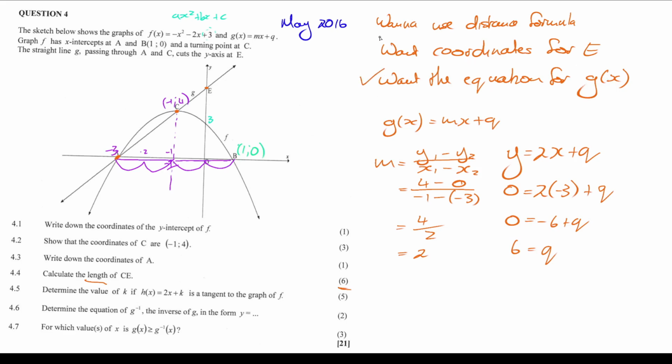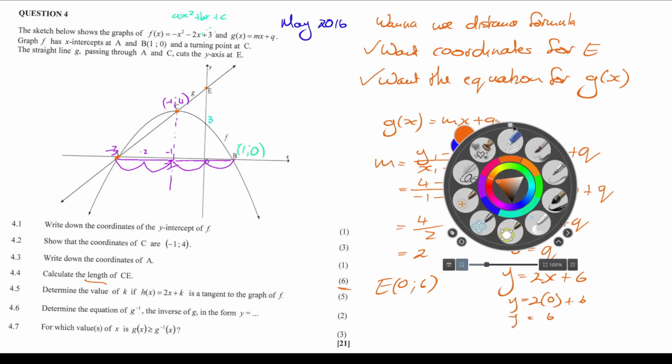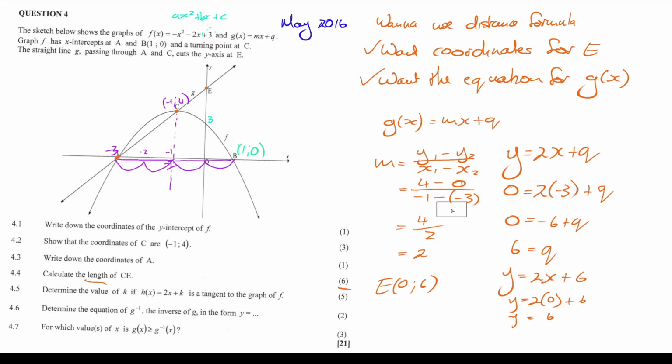Now I want the coordinates for E. Now I can straight up just say E is 0 and 6, or you can go and calculate it using your newly found equation, 2x plus 6, with x equals 0, plus 6. So y equals 6. All right, you could have done that. I am running out of space over here.